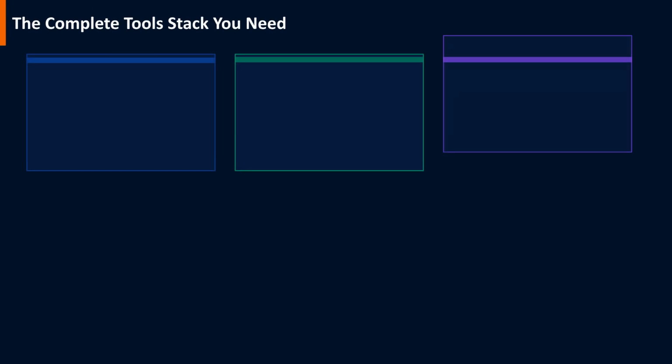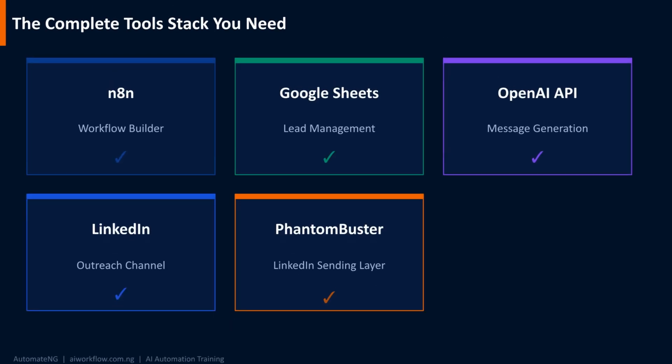Here are all the tools in your automation stack. N8N has a free tier, Google Sheets is free, and the OpenAI API is affordable. LinkedIn's basic account is free, and Phantom Buster also offers a free tier. The total monthly cost for this entire system is typically under $30.